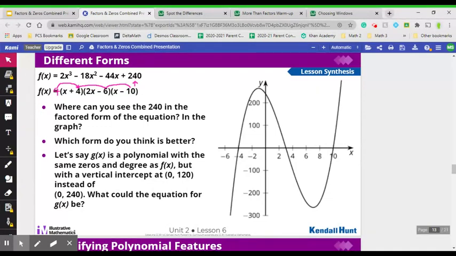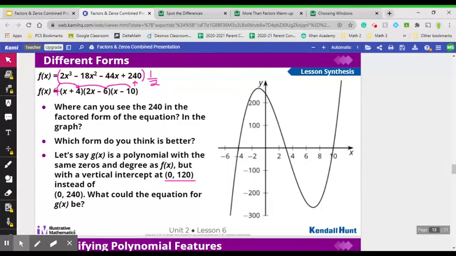And then lastly, g of x is a polynomial with the same zeros and degree with a vertical intercept or y-intercept of 120. So that would just mean that we have a value multiplied at the front, thinking back to an earlier slide. So g of x would be the same thing, but we would be multiplying by 1/2 at the front. And so that would mean that this y-intercept would be half as big, or 120, like you see right here.